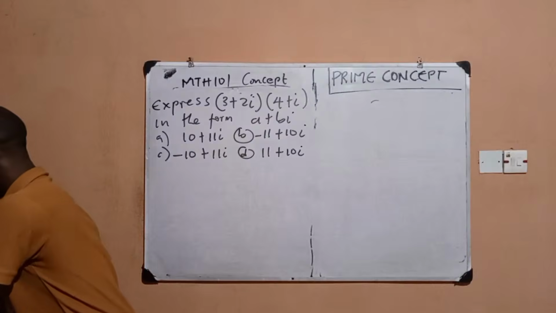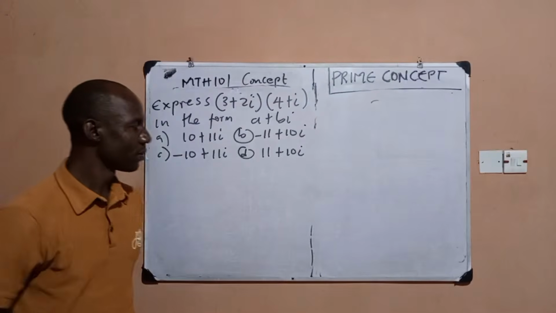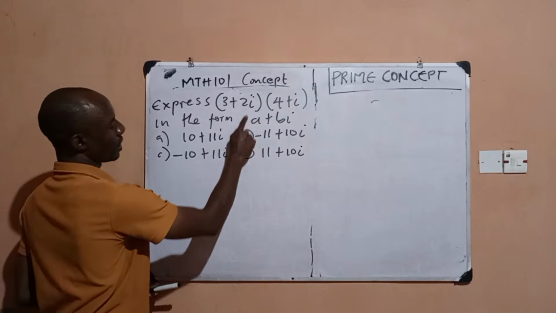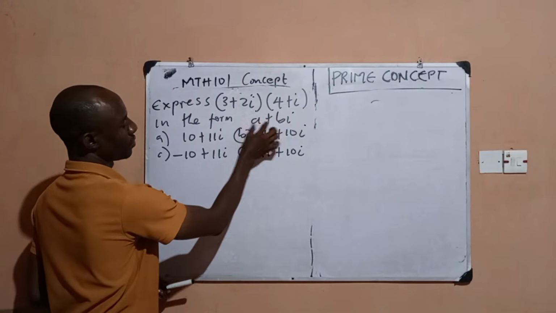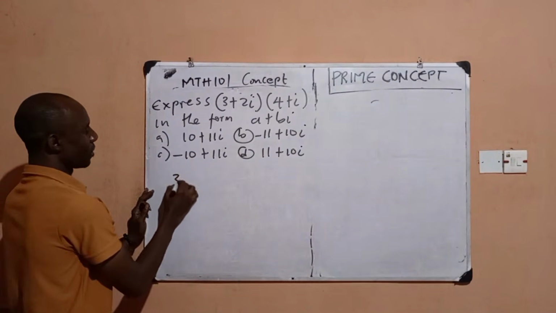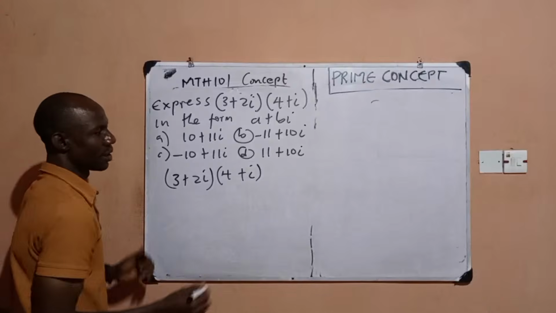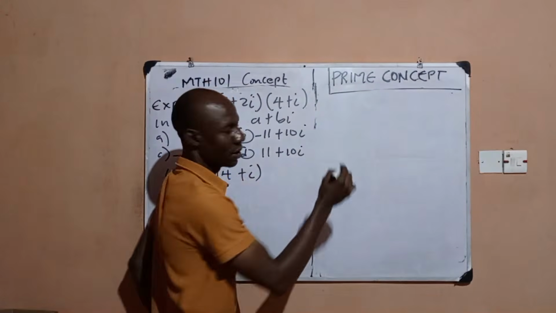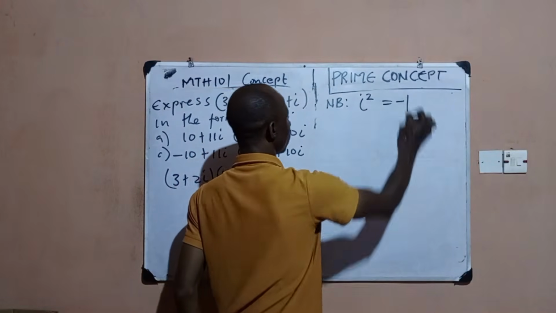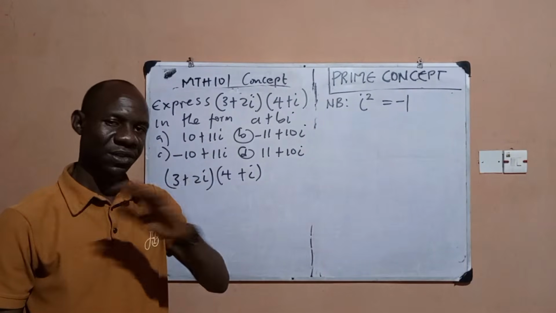This is multiplication of complex numbers, so it's easy to do. Let me show you how to multiply. We say express this times this in the form a plus bi, that is to say real and imaginary parts. So you have 3 plus 2i multiplying 4 plus i. First thing I want you to note before I start: i raised to power 2 is equal to what? Minus 1. Please don't forget that.